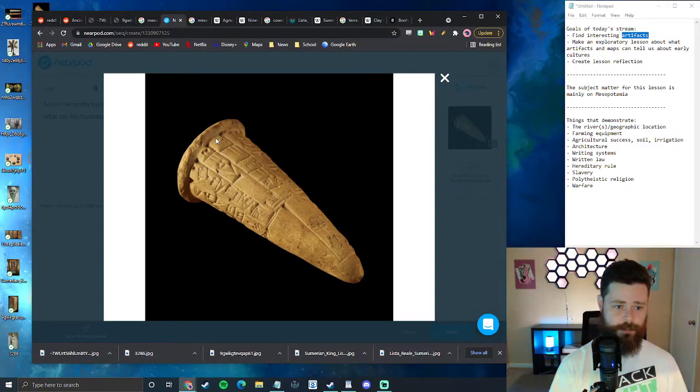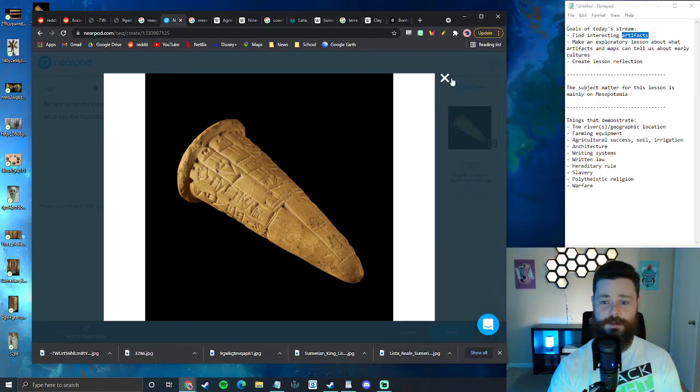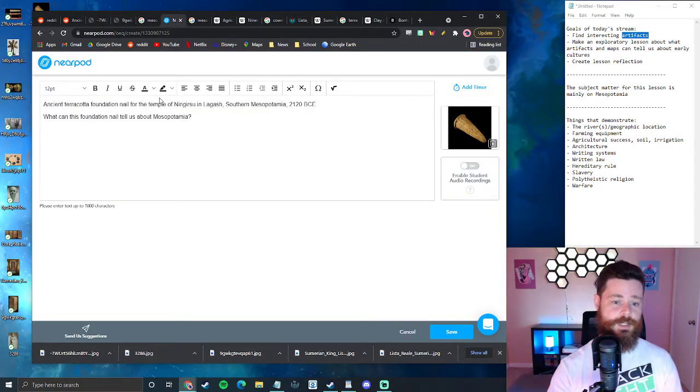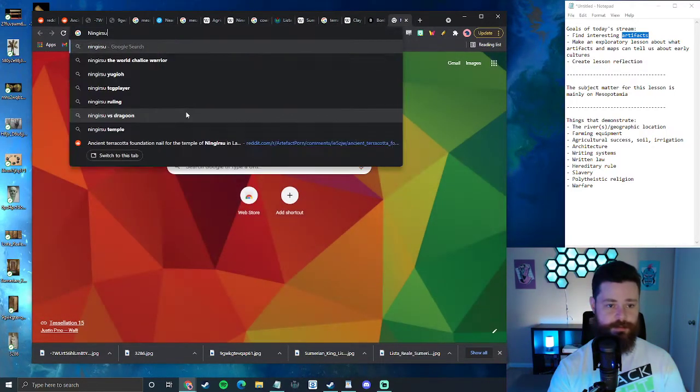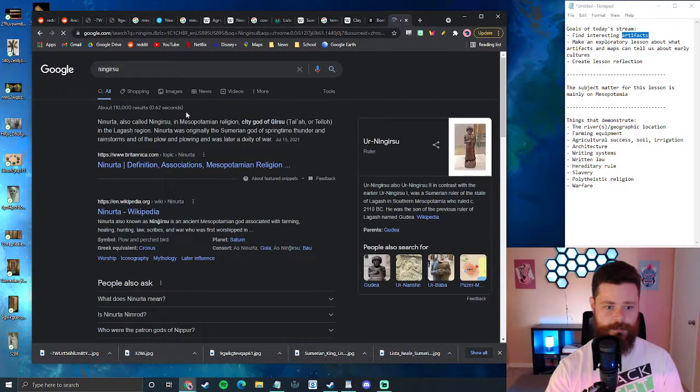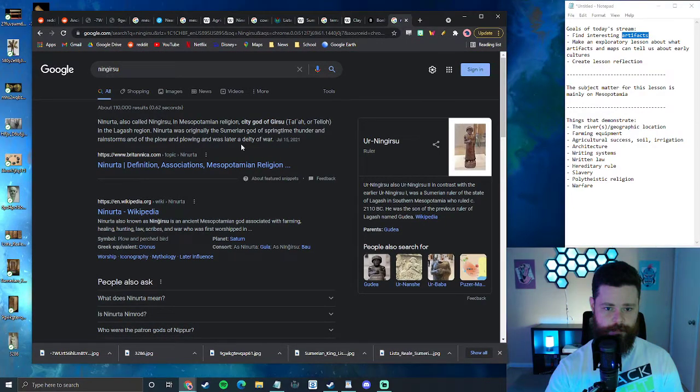So if, for example, they say, hey, that's kind of weird, they have markings on it, why did they do that? Then we can look on the internet and see if there's any information about why they may have inscribed this. Some people may also say, okay, well, it's the temple of this, and let's see what this is. Ningirsu. Okay, it's the city god of Girsu.